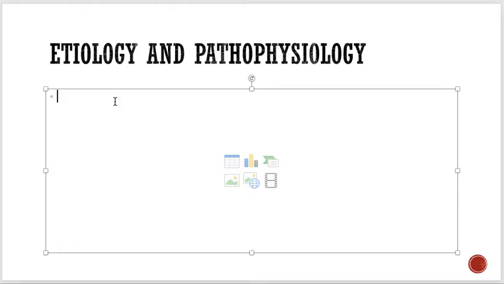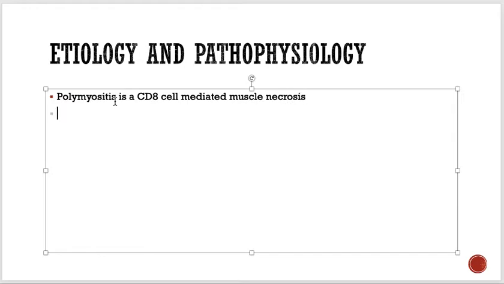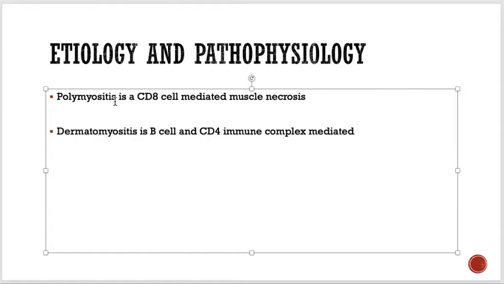But what is known is that polymyositis is CD8 cell mediated muscle necrosis, and it is found in adults, whereas dermatomyositis is B cell and CD4 immune complex mediated perifascicular vascular abnormalities. This is what is known about these conditions.